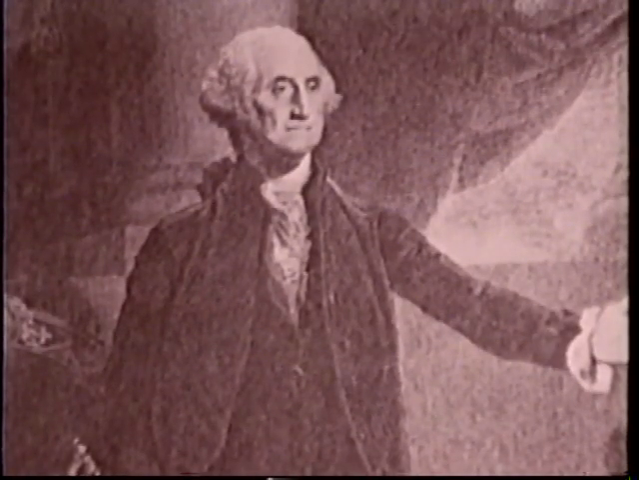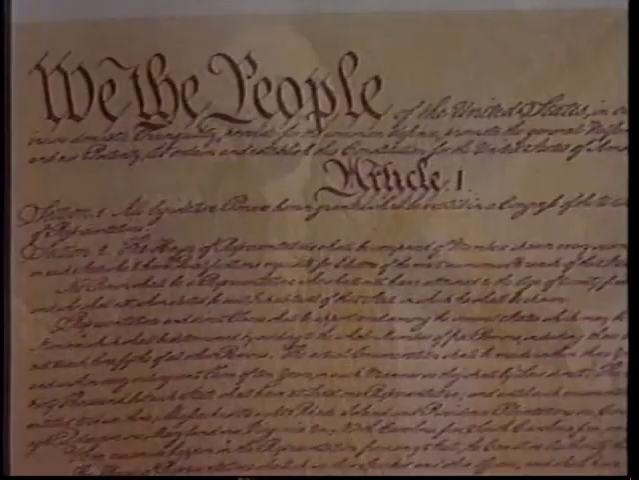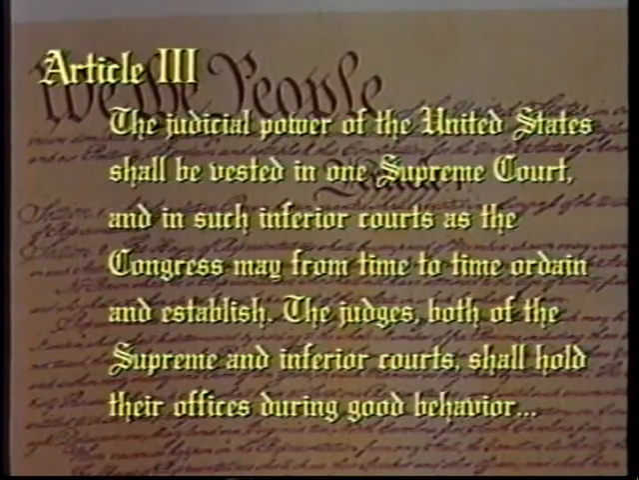The final version of the delegates' deliberations can be seen in Article 3 of the Constitution. The judicial power of the United States shall be vested in one Supreme Court, and in such inferior courts as the Congress may from time to time ordain and establish. The judges both of the Supreme and inferior courts shall hold their offices during good behavior. Put simply, these judges would serve for life unless removed from office for serious offenses.